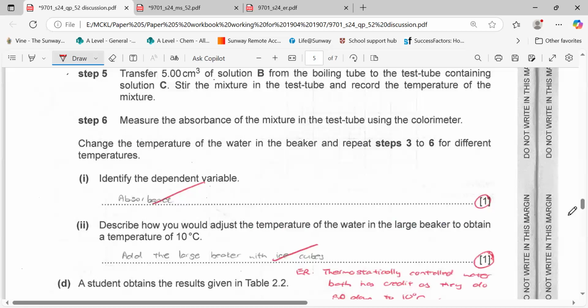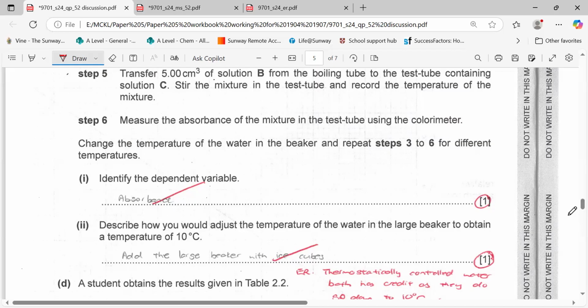Okay, so identify the dependent variable. So the dependent variable is the absorbance. The darker the red color, the higher the absorbance. Okay, describe how you adjust the temperature of the water in a large beaker to obtain a temperature below 10. Currently now you are at 25, and you want to make it 10. You add ice cubes to the large beaker to lower it down to 10. Okay, that would be my utmost recommendation.